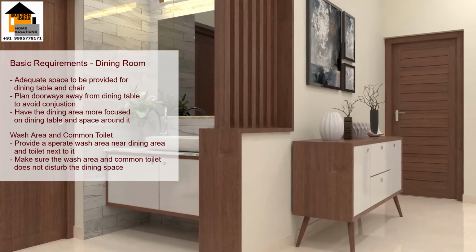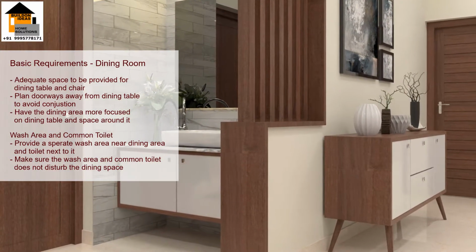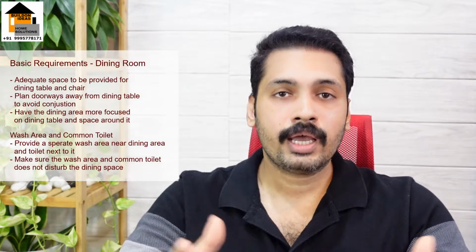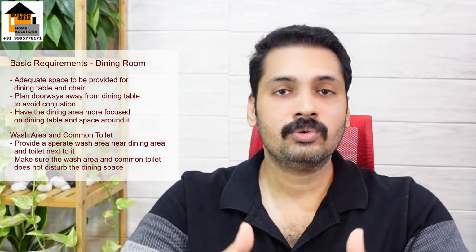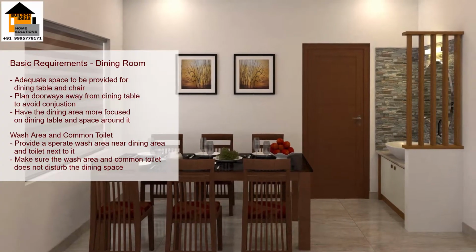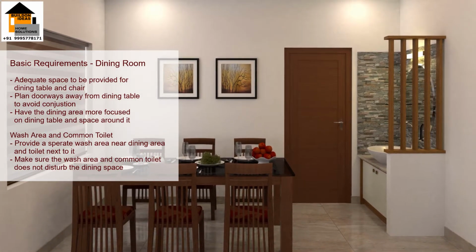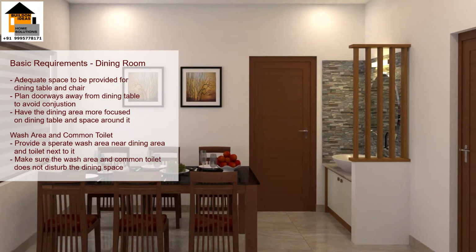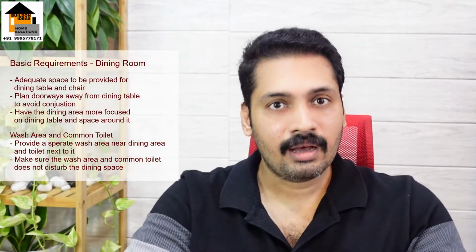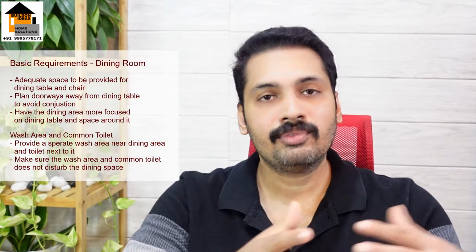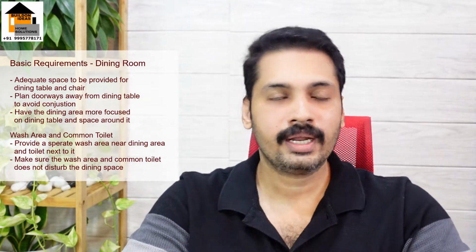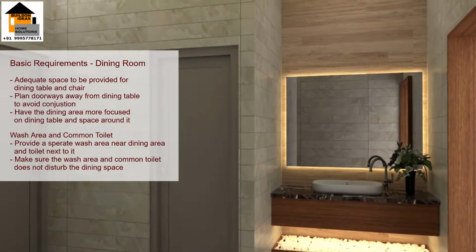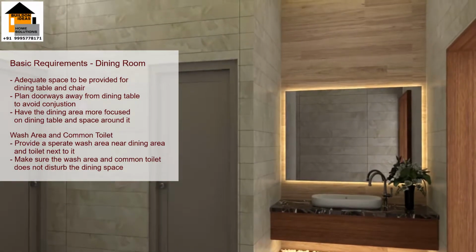The other thing you can consider in the dining room is that you can have a separate wash area and a common toilet next to that, so that it won't affect the dining space where you have the food. Some people tend to wash in such a way that it becomes difficult for people to sit in the dining area and have their food. So we can have a separate area next to the dining area, with the wash area and a common toilet next to that. These facilities can be arranged in such a way that it is very much organized.